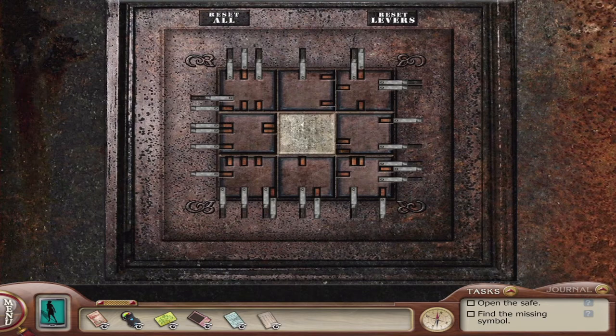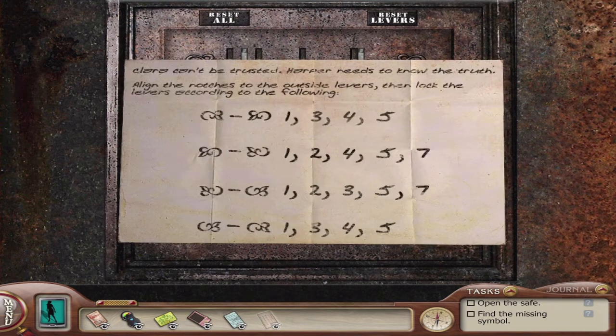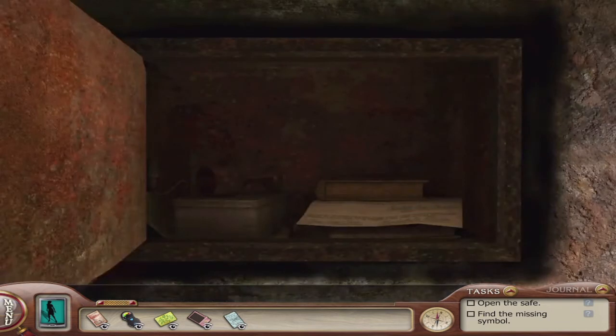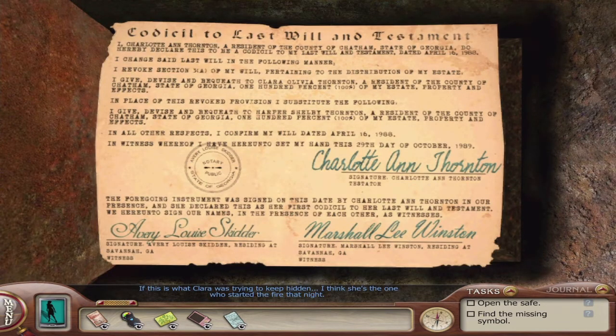Okay. Whoops. So that means I did this wrong. One, 2, 3, 4, 5, 7. 1, 3, 3, 4, 5. There we go. If this is what Clara was trying to keep hidden, I think she's the one who started the fire that night.